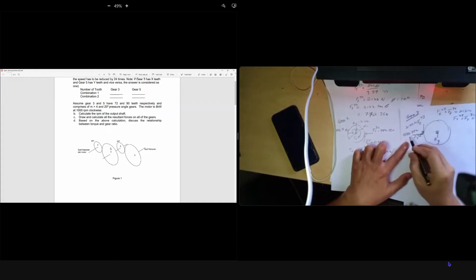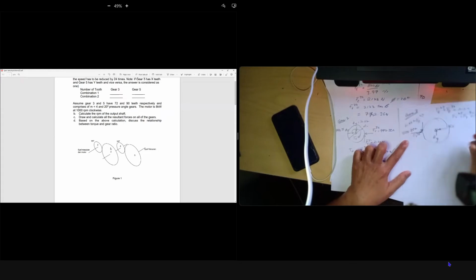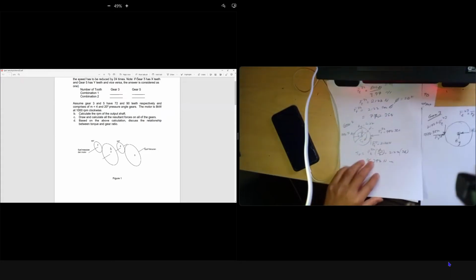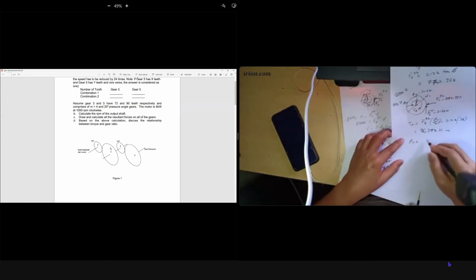So since FT is upward, your BY is upward. This one, F23, your BX is this one. Actually, for gear 2, you have to write this down too: your AX equals 772.35 Newton, AY equals 2122 Newton.